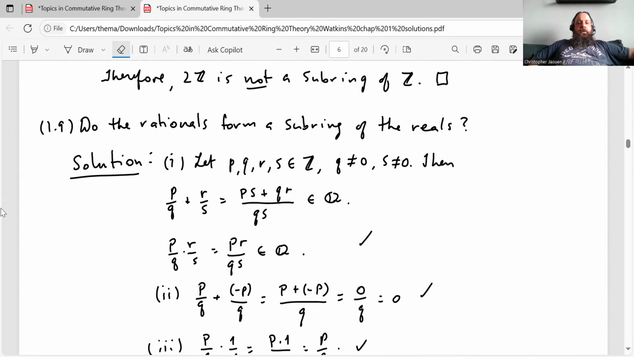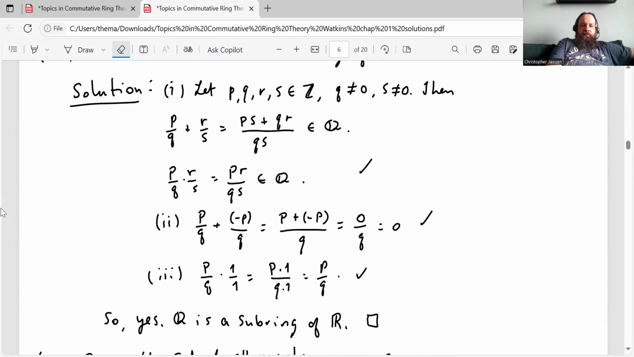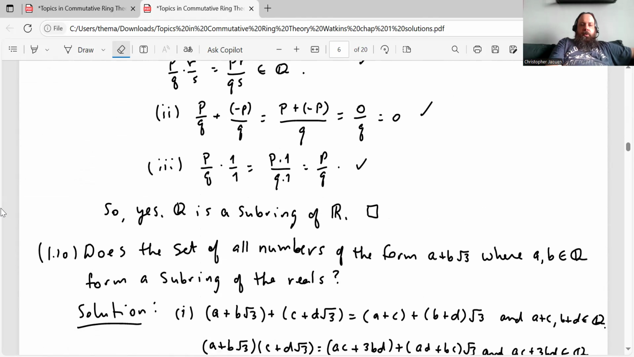All right, 1.9, do the rationals form a subring of the reals? And here the answer is yes, because all 3 properties specified in definition 1.2 are satisfied. Like I said, you can pause your screen and see this is pretty straightforward. So yes, Q is a subring of R.